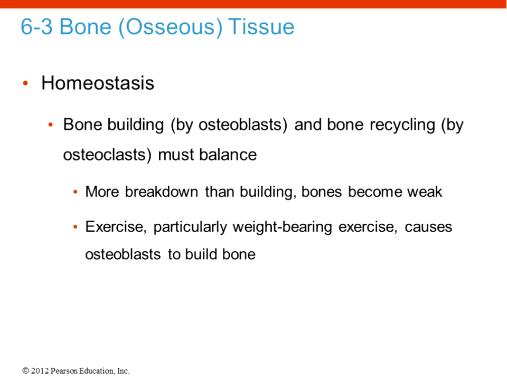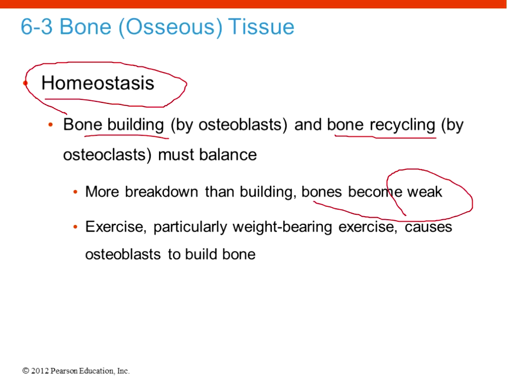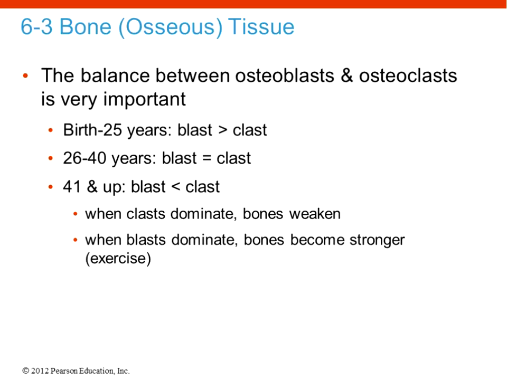So talking about these osteoblasts and osteoclasts, of course, like everything with the body, homeostasis is essential. Right? Bone building by the osteoblast and bone recycling by the osteoclast must balance. Right? If you have more osteoclast activity than osteoblast activity, can you see how bones would become weak? Right? Exercise, weight-bearing exercise especially, can cause osteoblasts to build bone. So that's important. Balance between osteoblasts and osteoclasts is very important.